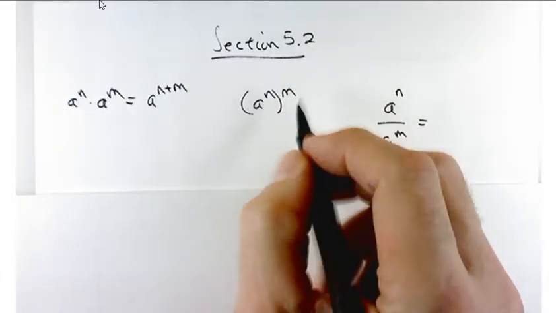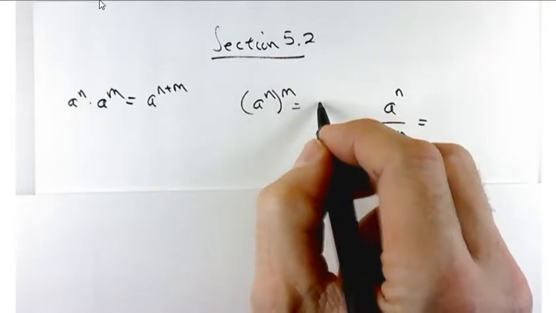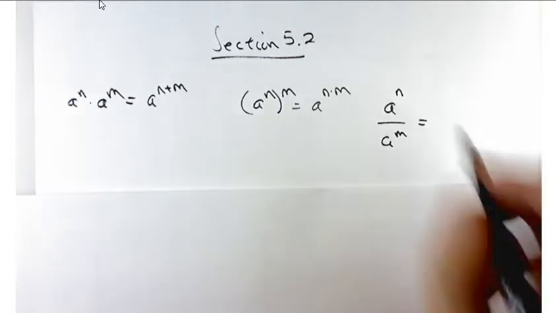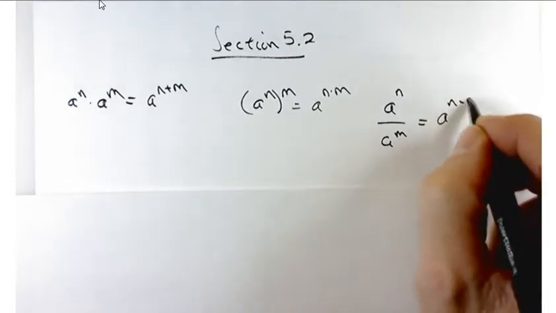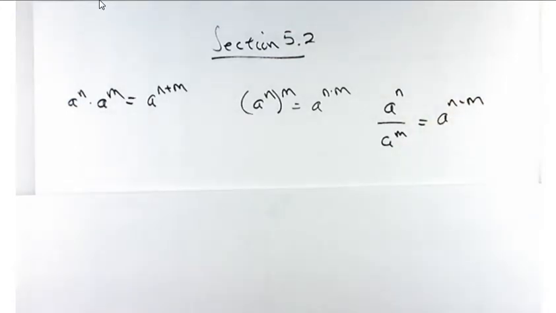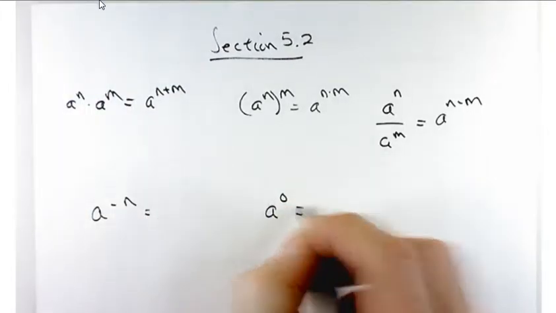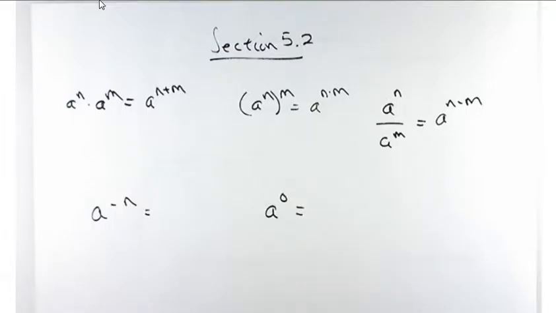Power to a power, multiply n times m, and then subtract. Good. N minus m. So those are the review ones. Here's the two new ones we're going to pick up this section. A to the negative n and a to the 0. We're going to start with the latter of these two to try and figure out what they mean.